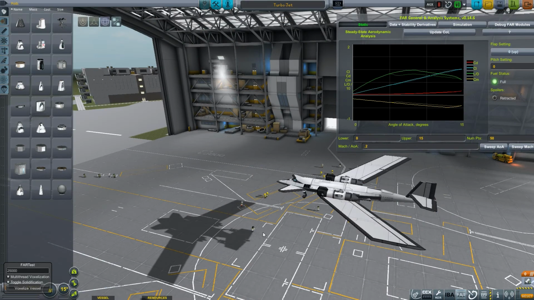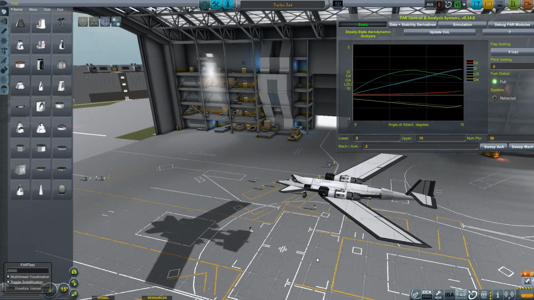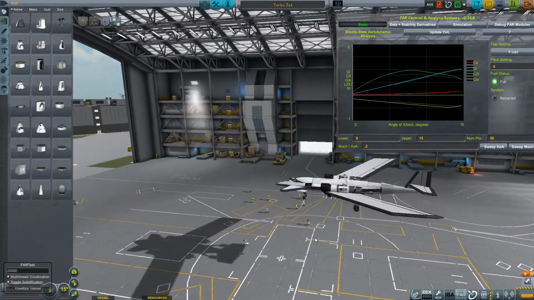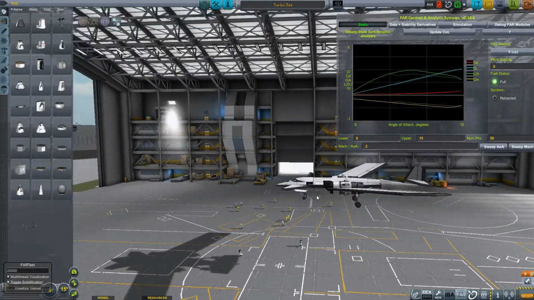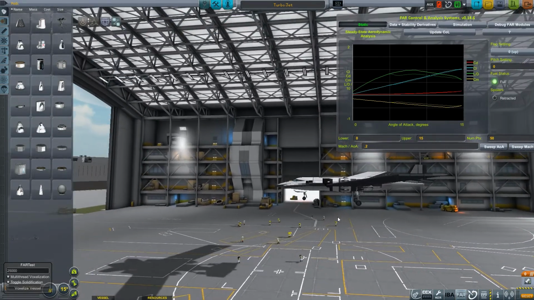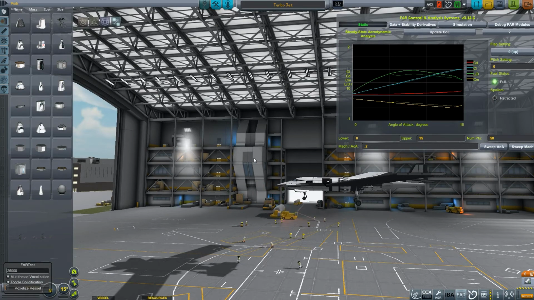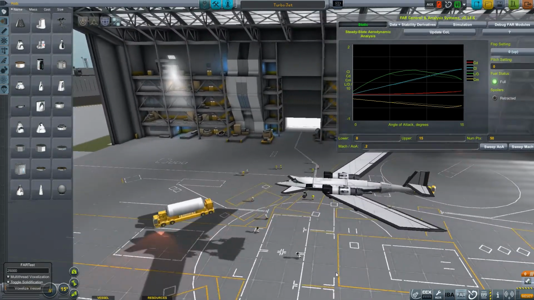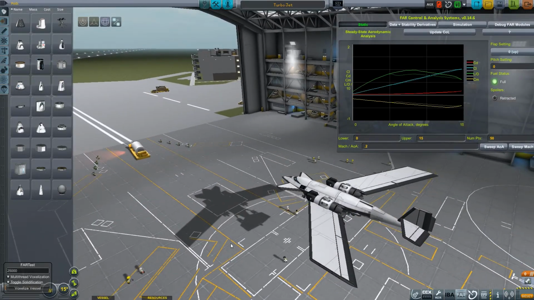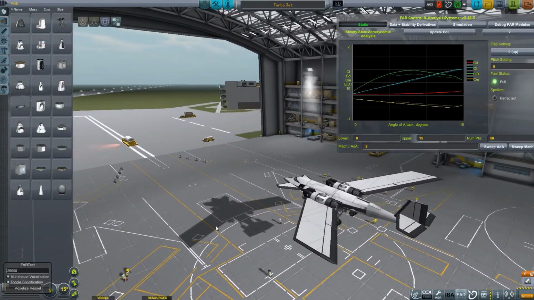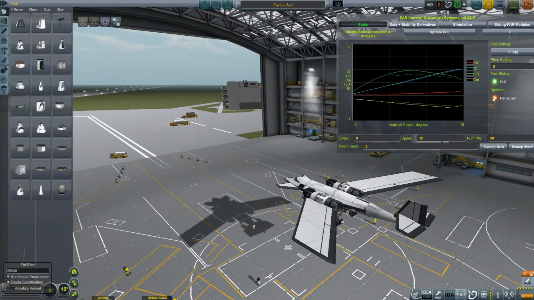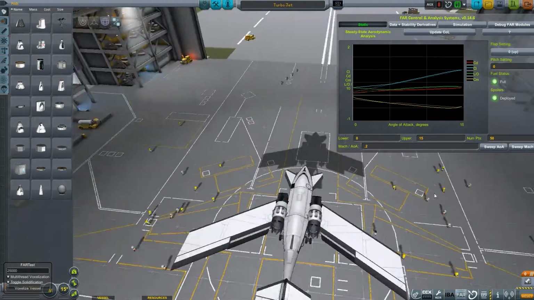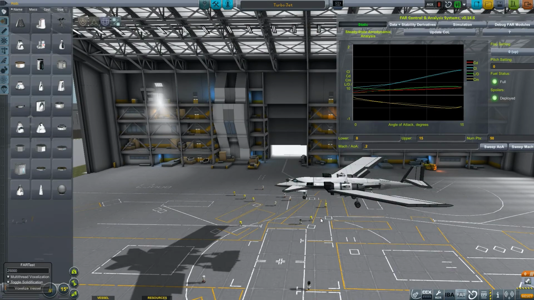Now let's talk about spoilers. They are generally used in one of two ways. One is to hold you onto the ground when you are landing. For instance, if the landing gear of your plane was set so that it was either level or pitched upwards, you'll have a difficulty staying on the ground when you land. So you may have a spoiler set to help make sure that your nose stays firmly planted on the ground.